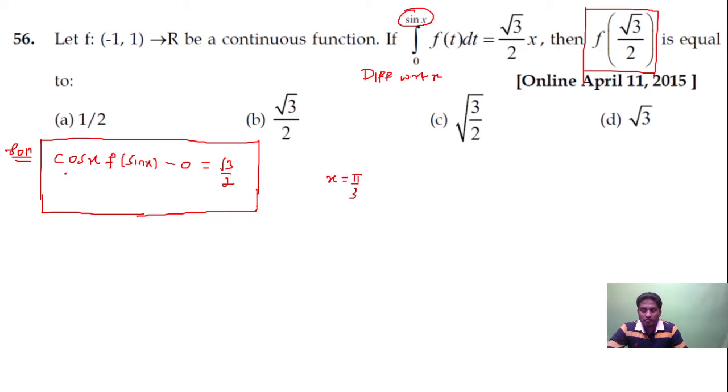So you get cos 60 is half. Okay, sin 60 is root 3 by 2, so it is equal to root 3 upon 2. So this 2 and 2 cancels. F of root 3 by 2 is root 3. That's the last option, D.